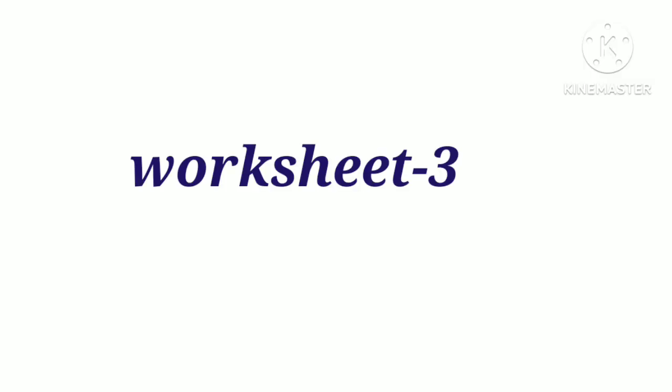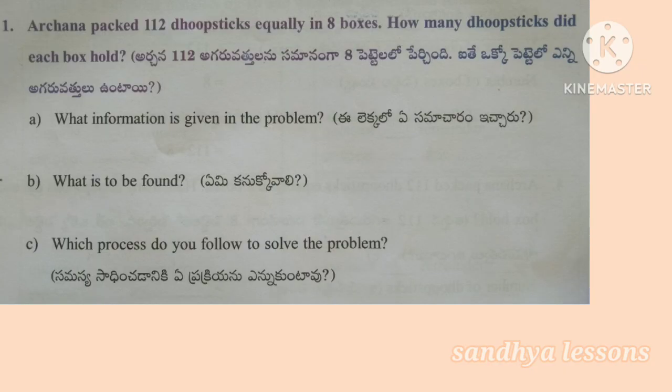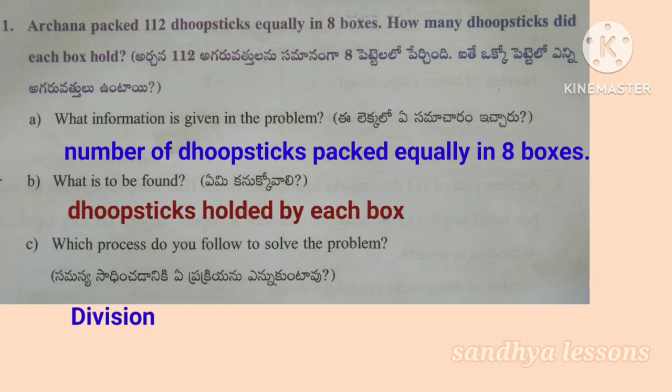Worksheet 3. First problem. Archana packed 112 dhoop sticks equally in 8 boxes. How many dhoop sticks did each box hold? A question. What information is given in the problem? Number of dhoop sticks packed equally in 8 boxes. B question. What is to be found? Dhoop sticks held by each box. C question. Which process do you follow to solve the problem? Division.